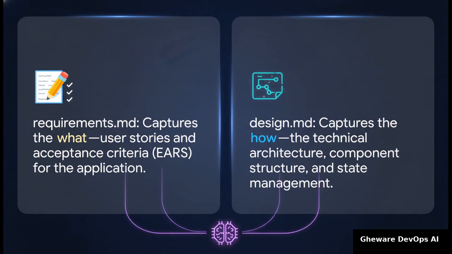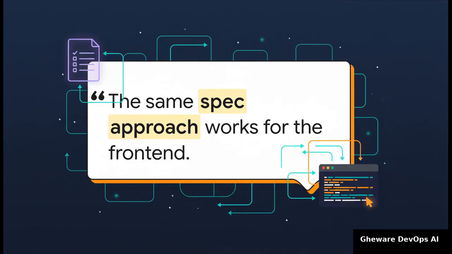The requirements.md file, that's the what. When a user does this, then this should happen. But the design.md file, that's the how. That's the technical nitty-gritty, the component hierarchy, which state management libraries to use, the whole shebang. So the spec becomes your absolute single source of truth for the entire project. Yeah, the same spec approach works for the front end. It's this consistent workflow from a high-level idea to a detailed spec and then to code that makes this whole process so unbelievably fast and, maybe more importantly, reliable. It doesn't matter if you're on the back end or the front end.